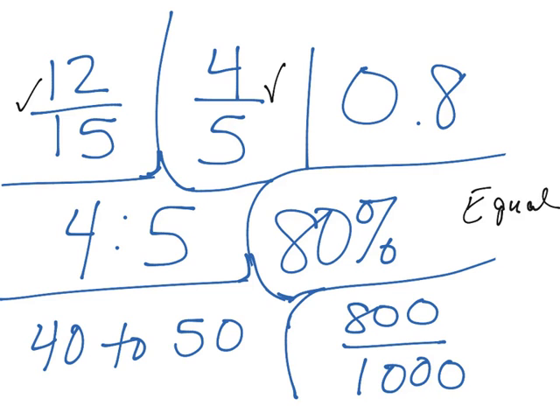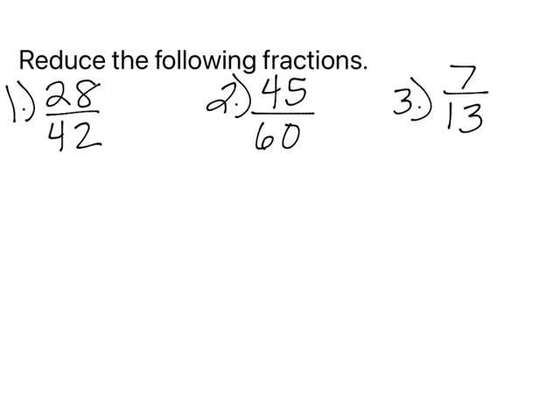12/15, 4/5, those reduce to be the same. Change it to a decimal and you get 0.8. Write it as a ratio with a colon, you get 4:5. Change it to a percent, it's 80%. Use the word "to" as a ratio, and you can write 40/50, and also a scaled up fraction, 800/1000. There's a lot of different ways to write the same numbers.